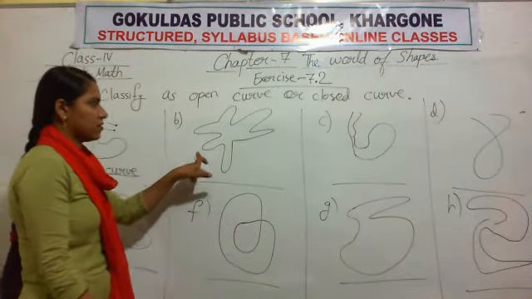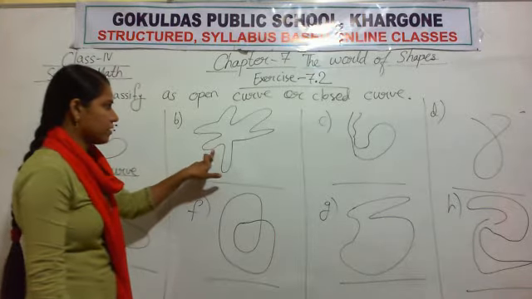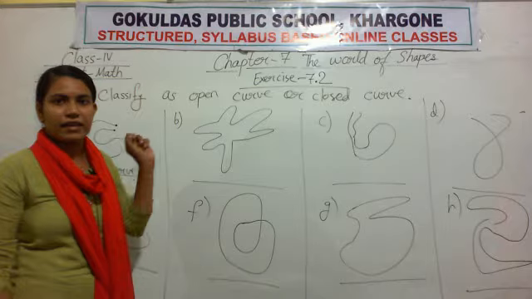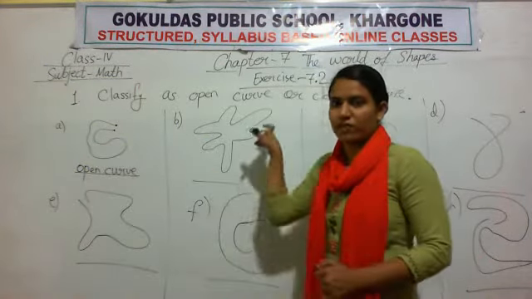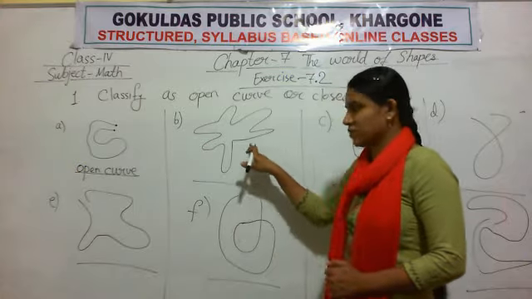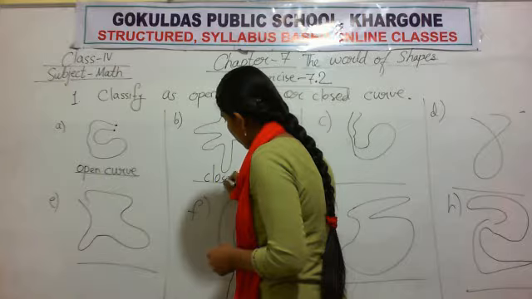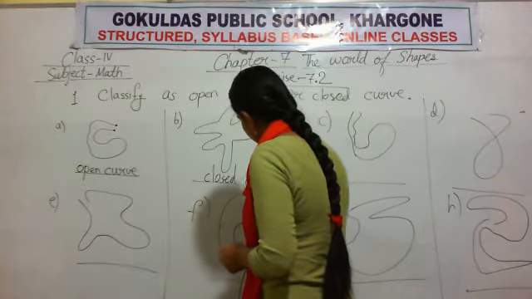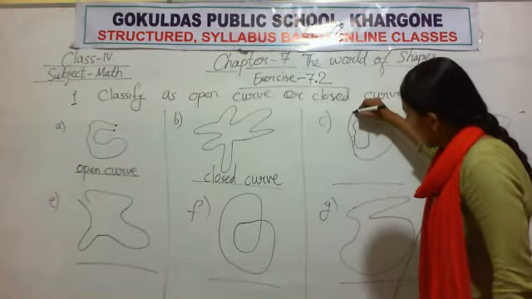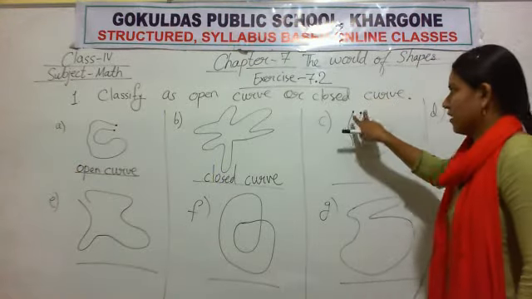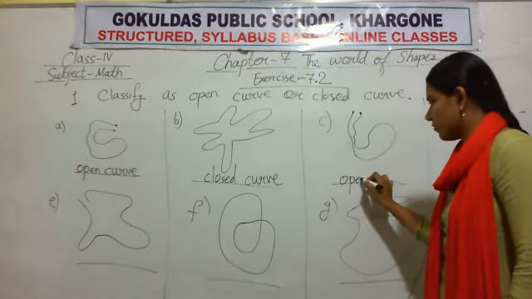Now next, here we cannot see any different starting and ending point, means here the starting and ending point of the figure is the same. It is a closed curve, so write closed curve. Now identify it. Here starting point and ending point are different. It has 2 end points, means it is an open curve.